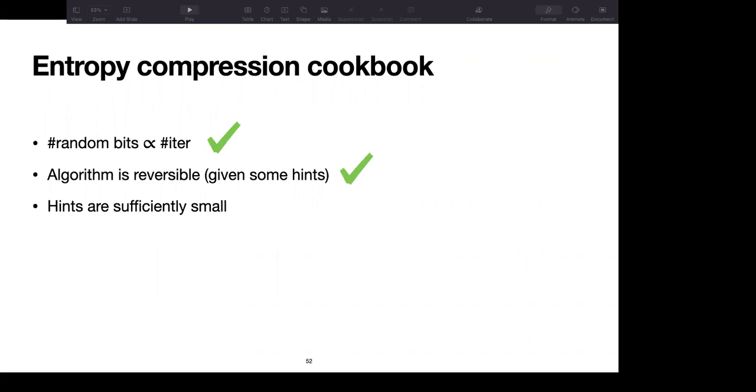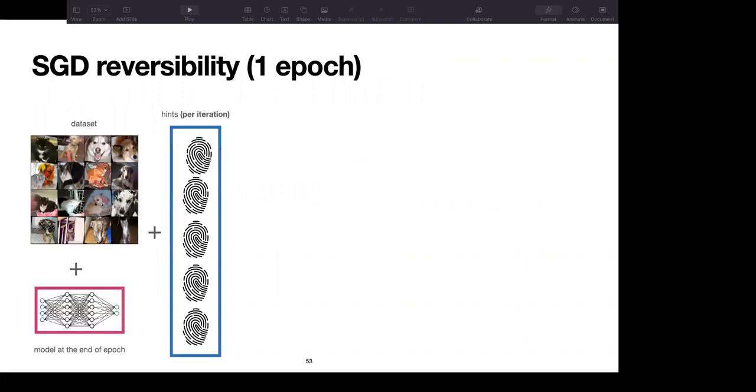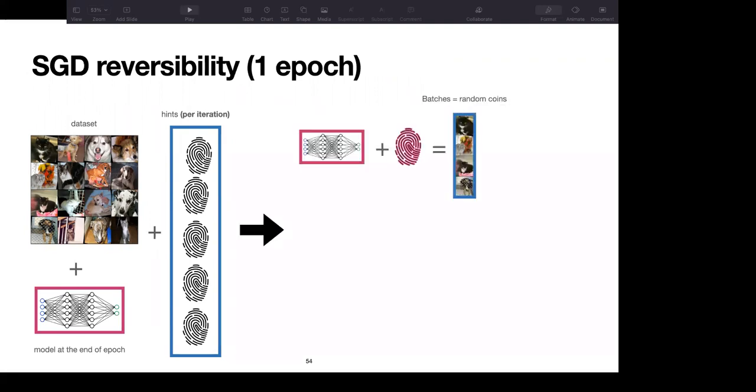And I have an illustration here that will convince you a little bit more of what I want to do. So let's say, how do we reverse one epoch? I want to start with the data set and the model at the end of the epoch. Now I have a bunch of hints. I take the model at the end of the epoch and the hint that corresponds to that model. I haven't said what the hints are yet. This will come later.